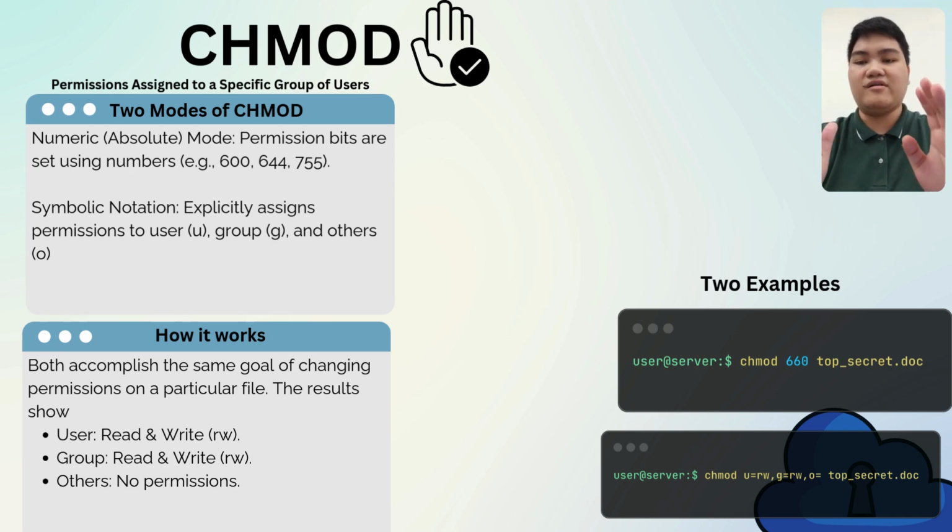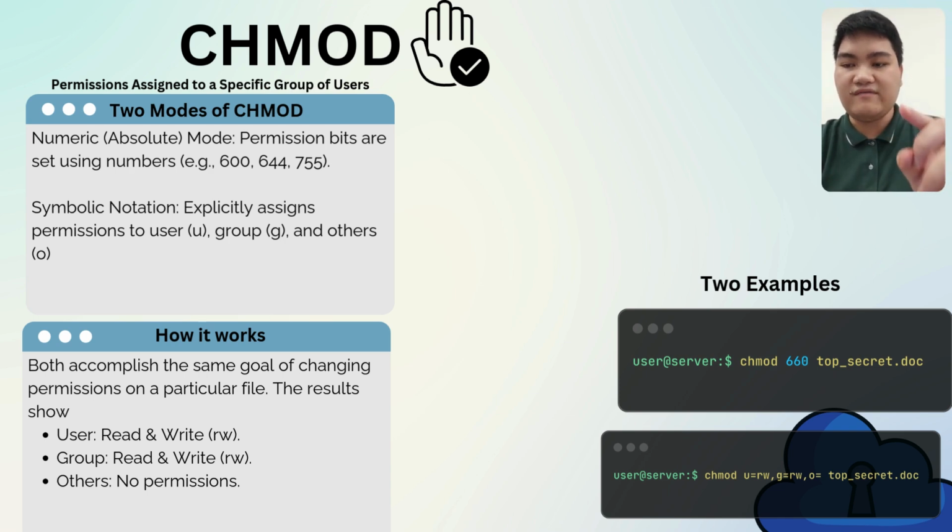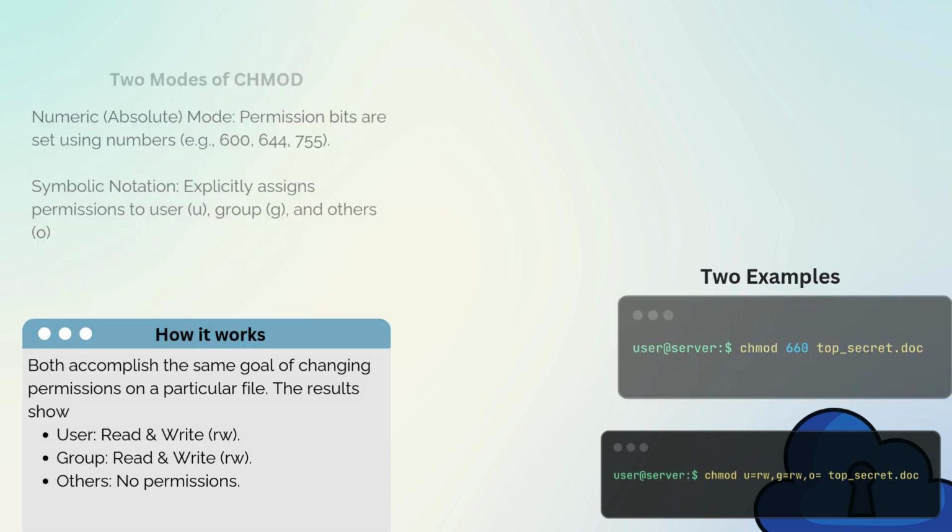Both of these commands accomplish the same goal, which is to change the permission on that particular file. We can observe that the command shows the user having read and write permission, the group having read and write permissions, and others with no permission at all. So this means that users from other groups cannot access this file at all.